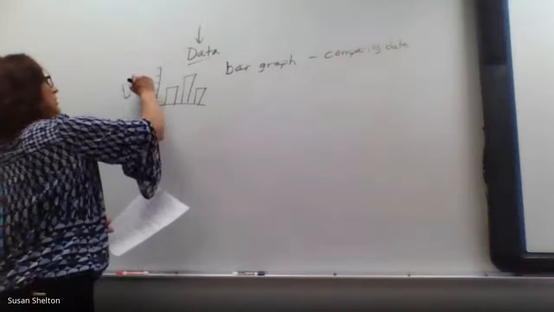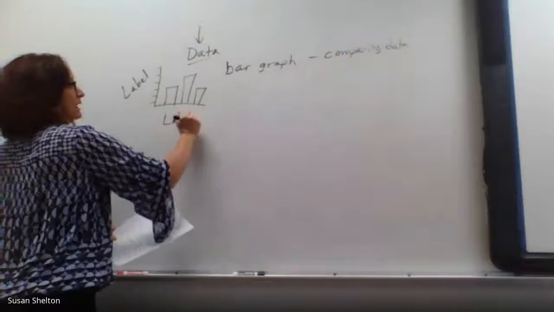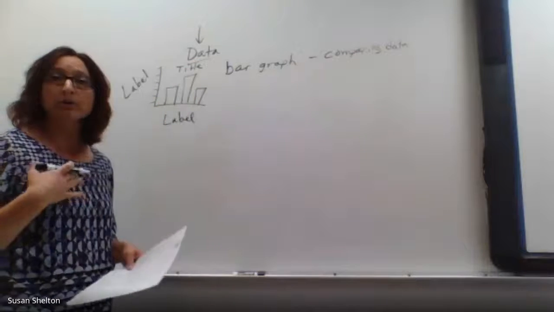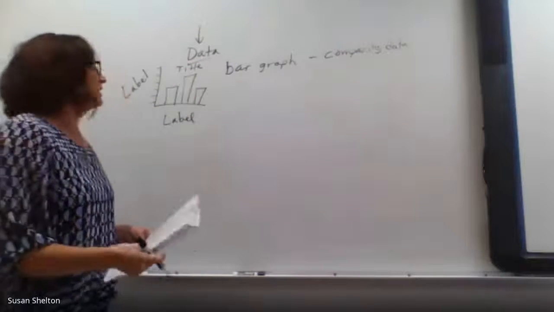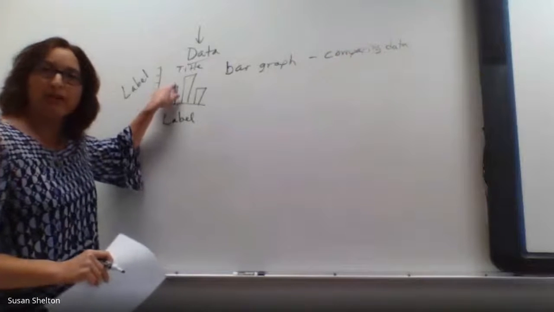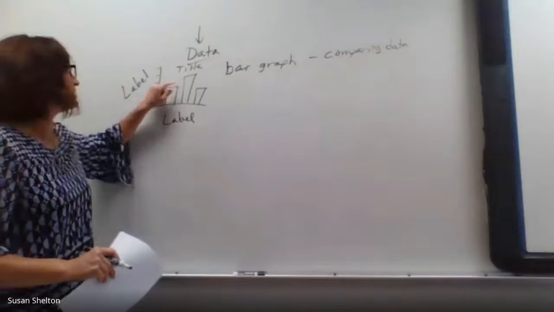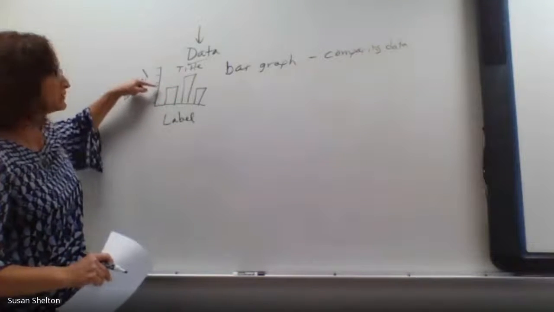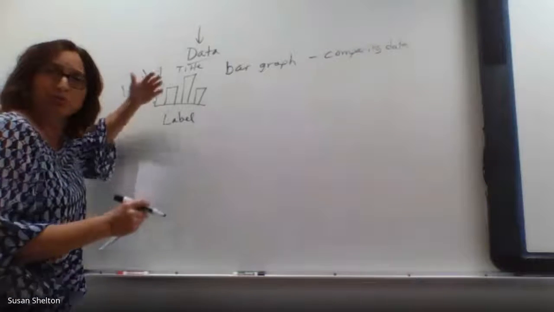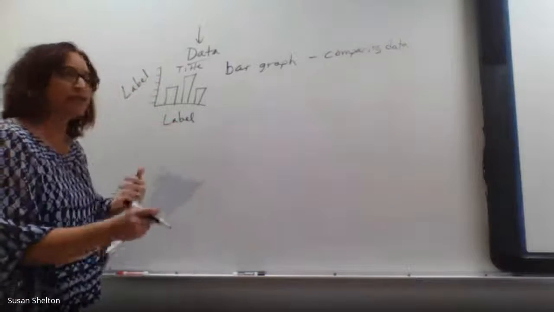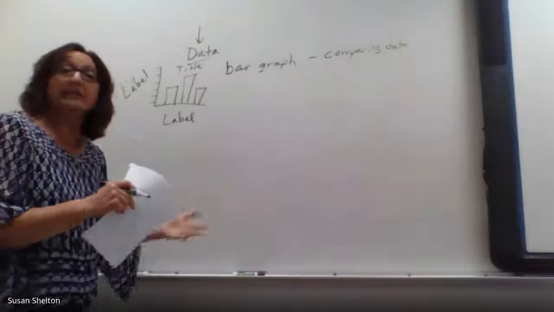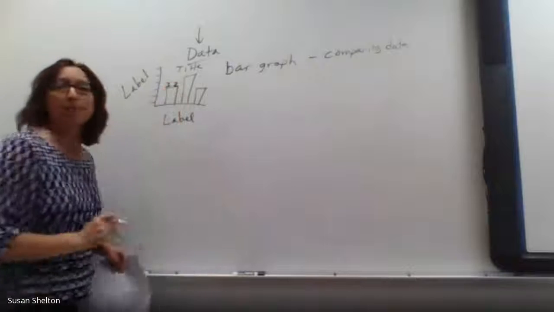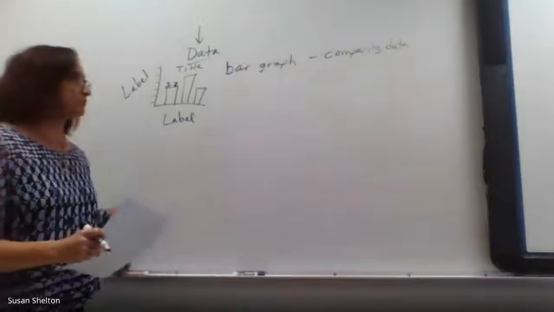You're going to label down here what everything means. You're going to have a title. And what I always require and ask that you do is put the number on the top of every bar. So it's very easy to see how far you really wanted it to go up. It might be between two lines. And what did you really want? Did you want that to be a 2? Did you want it to be a 2.5? Did you want that to be a 2.6? So always put a number on the top of your bar.